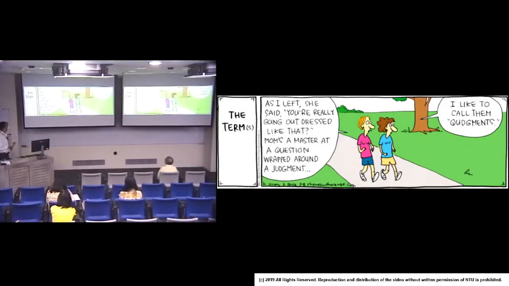And here's this kind of thing. As I left, she said, you're really going out dressed like that? Mom's a master at a question wrapped around a judgment. I like to call them quudgments. Yeah. So again, saying something like you're really going out dressed like that, it's a question, but it's also making a judgment at the same time. So that's what you call quudgments.